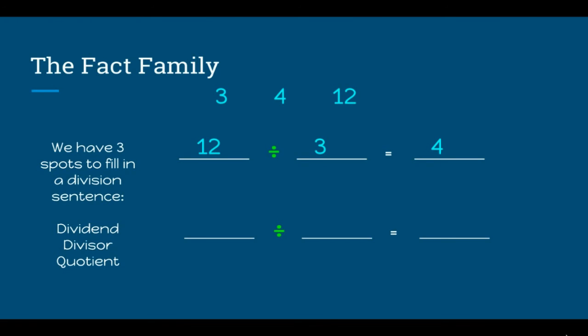We can make another division sentence. Again, starting with 12 as our dividend, we can divide 12 by 4, which would give us a quotient of 3, which would mean I have 12 objects, I divide them into groups of 4, which means I have 3 groups.